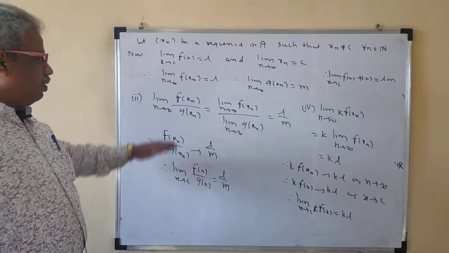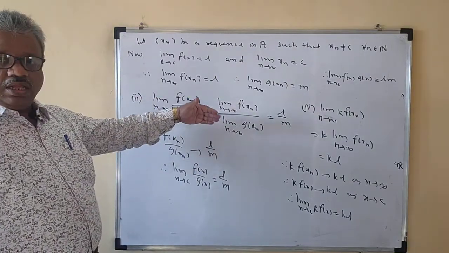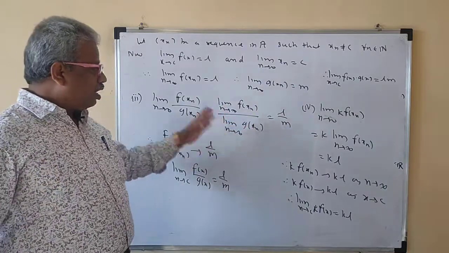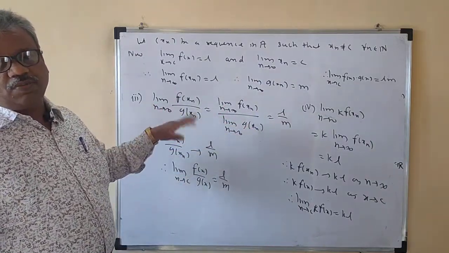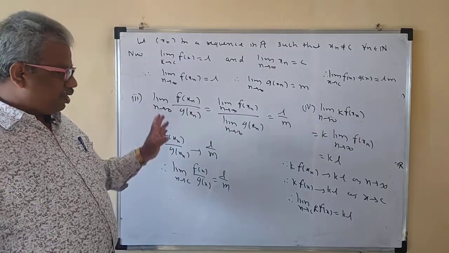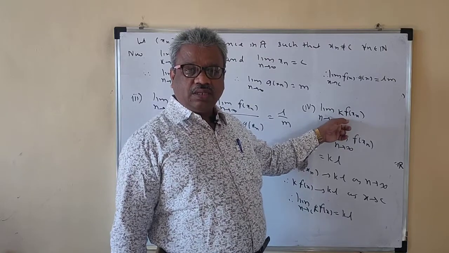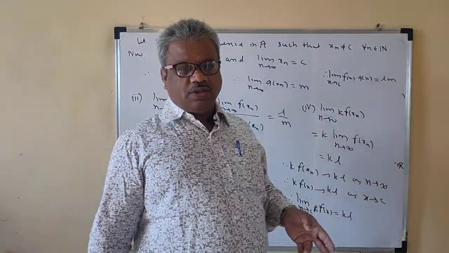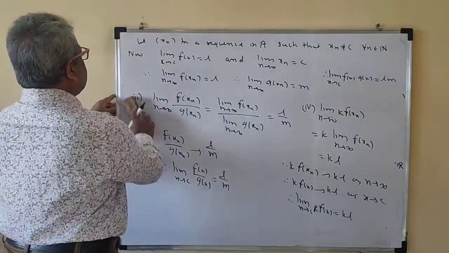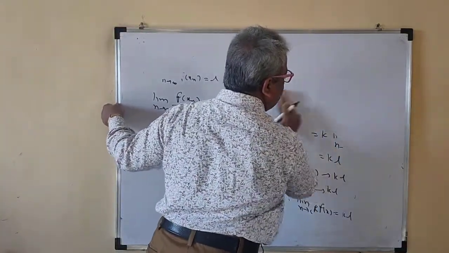So what is the algebra of the limit? The limit of the ratio is the ratio of the limits. The limit of the product is the product of the limits. The limit of a sum or difference is the sum or difference of the limits. If you multiply the function by a constant, it is independent of x, so you can take it outside of the limit, that is k into the limit of the function. So this is the algebra of the limits, and we have proved it with the help of the sequential criteria.